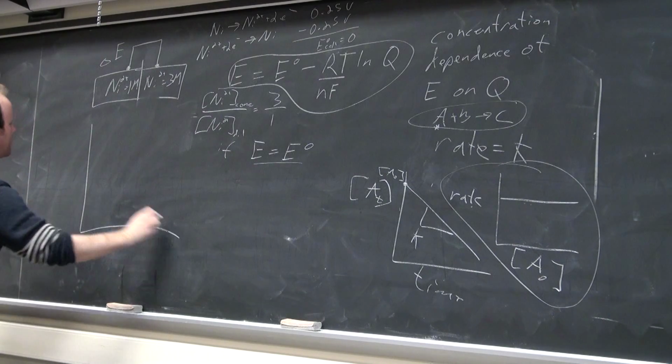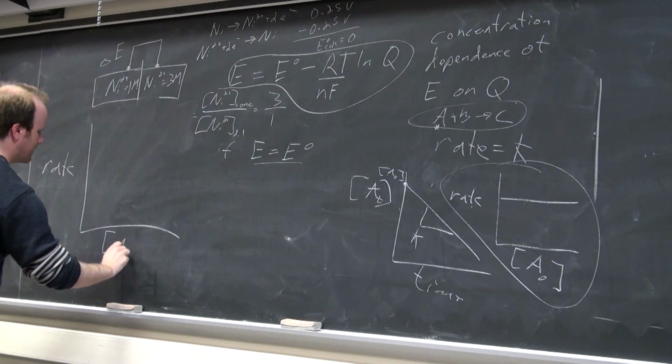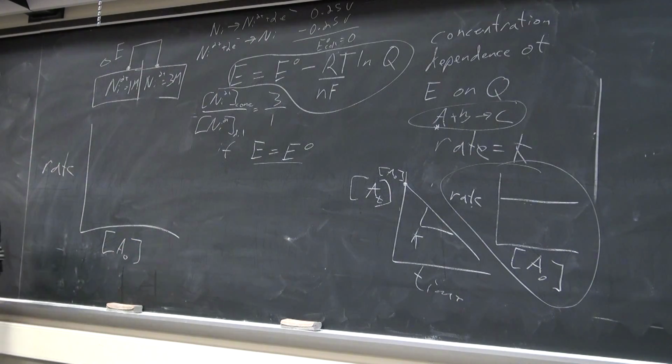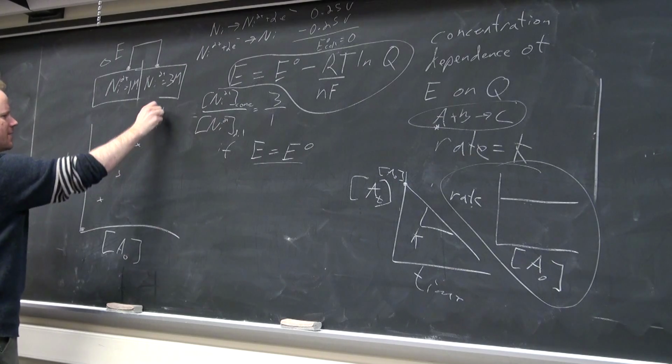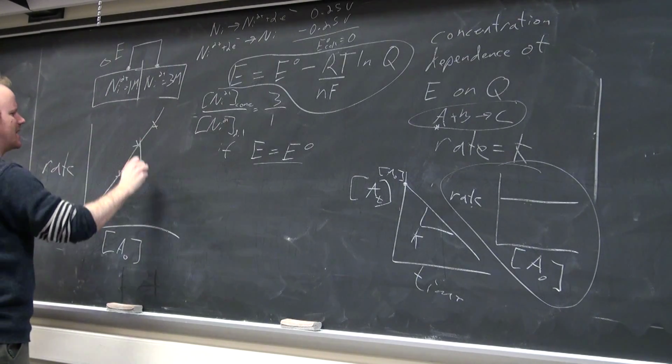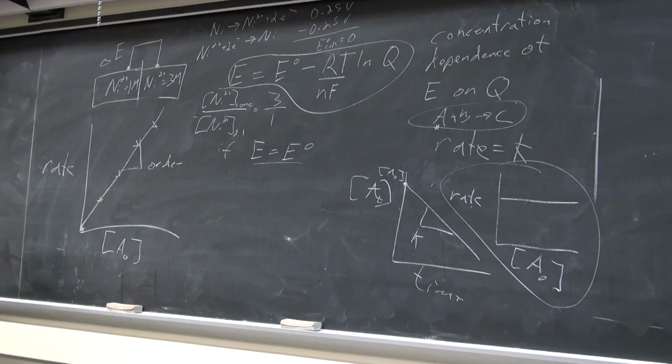You could always plot rate as a function of A0. The rate will increase, and the slope of this line will give you the order, right? No. You would have to fit it to that.